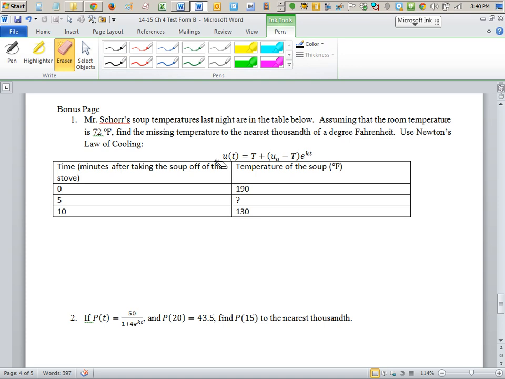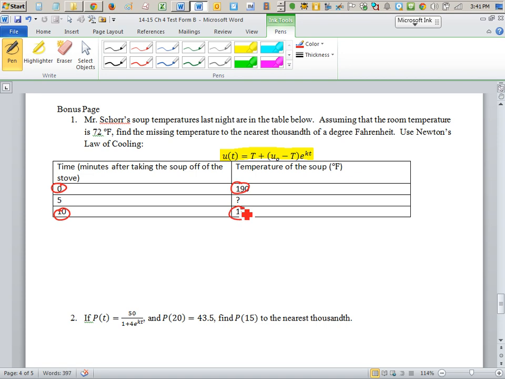Okay, so Newton's law of cooling is given right here, and you'll use it again next year. So here it is. What we're going to try and answer is, what is the temperature after 5 minutes? That's the question. So we know the temperature at the 0th minute. We know the temperature at the 10th minute. And what is it halfway between?